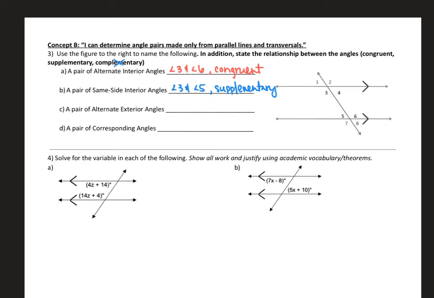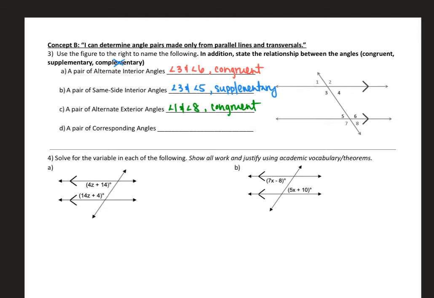All right, the next angle pair are alternate exterior. So again, alternate means one on the left, one on the right. Exterior means on the outside. So for instance, angle 1 and angle 8 are considered alternate exterior angles. The other pair of alternate exterior angles would be angle 2 and angle 7. Alternate exterior angles are congruent.